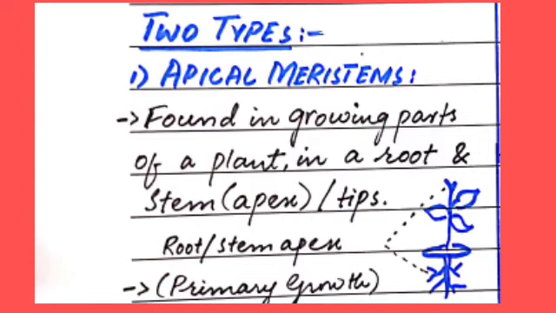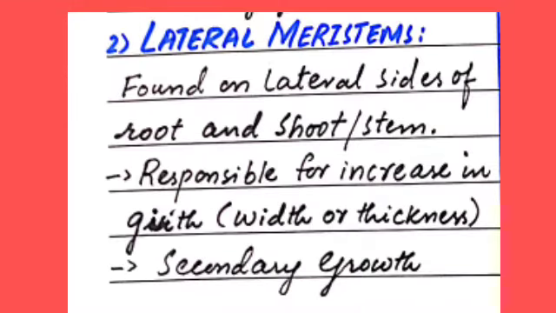There are two types of meristematic tissue: apical meristem and lateral meristem. Apical meristem is found in the growing parts of a plant, in the root and stem apex. Apex means tips. So when these cells divide, they help the stem and root to increase in length. This type of growth is called primary growth. Second is lateral meristem. They are located on the lateral sides of root and shoot. By dividing, they are responsible for the increase in girth of plant parts. Okay, it increases the thickness of the plant. This growth is called secondary growth.